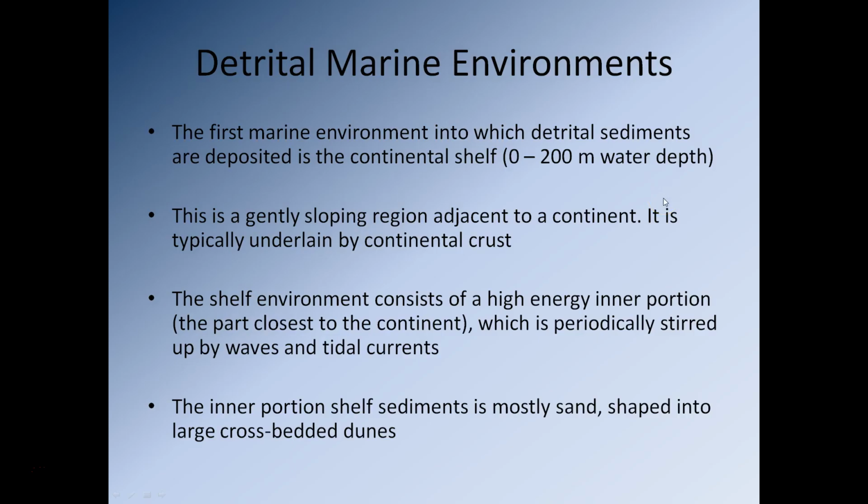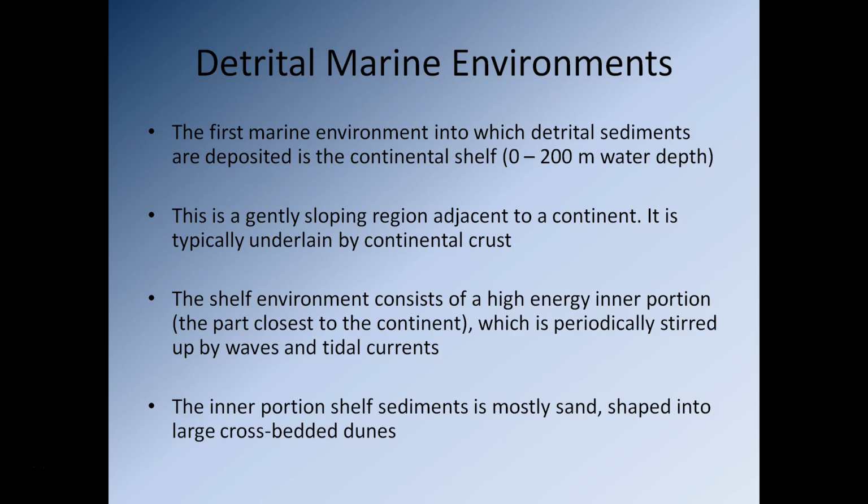Okay, so let's think of the detrital marine environments first. The first marine environment into which detrital sediments will be deposited is the continental shelf. That's between 0 and 200 meters water depth. It's a gently sloping region which is adjacent to the continents, and it's typically underlain by continental crust. The shelf environment consists of a high energy inner portion, the part that's closest to the continent, and that's typically dominated by sands, which are often disturbed by waves and tidal currents.